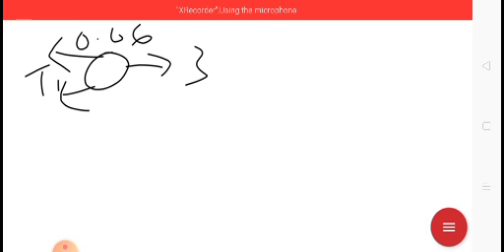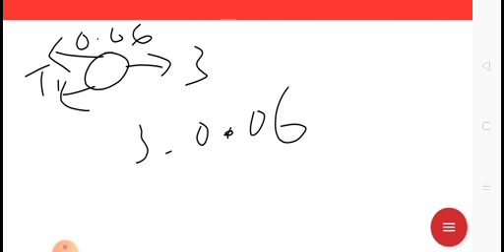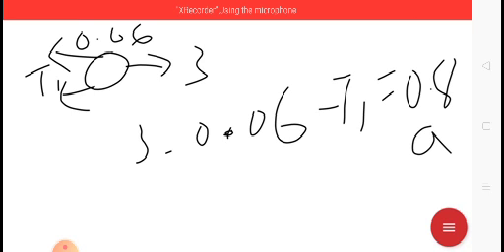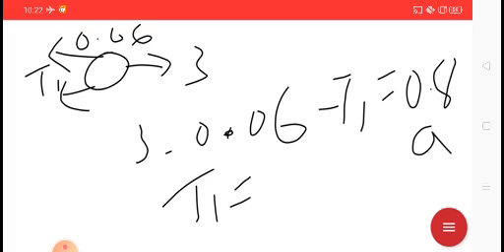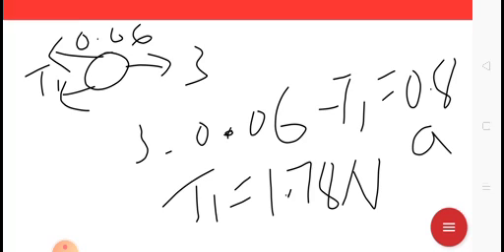We can form a net force equation, 3 minus 0.06 minus T1 is equal to 0.8a, for the engine side. By substituting the a inside, you should get T1, the coupling between the engine and the first truck, will be 1.78 Newton.